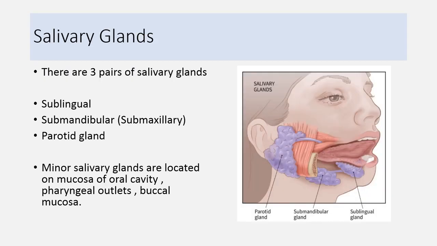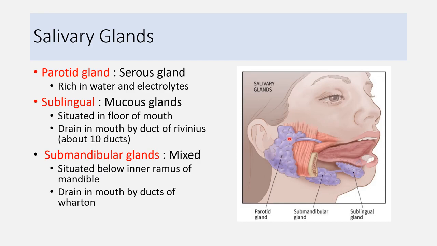There are three pairs of salivary glands: sublingual, submandibular and parotid glands. This is the parotid gland, this is the submandibular gland, and just below the floor of the mouth the sublingual gland is present. These are the main three pairs of the salivary glands. Some other minor salivary glands are also present on the mucosa of the oral cavity, pharyngeal outlets and in the buccal mucosa.